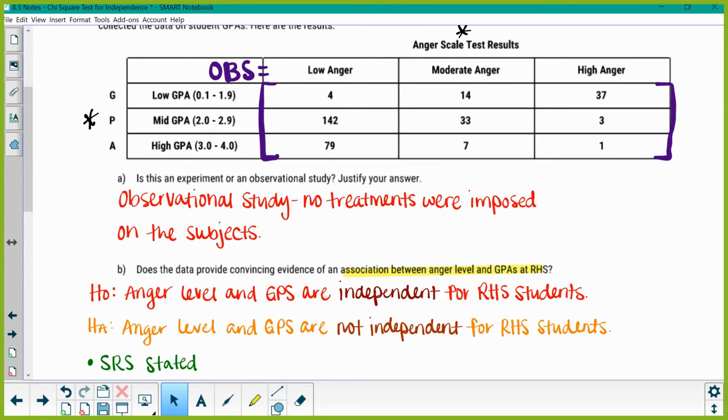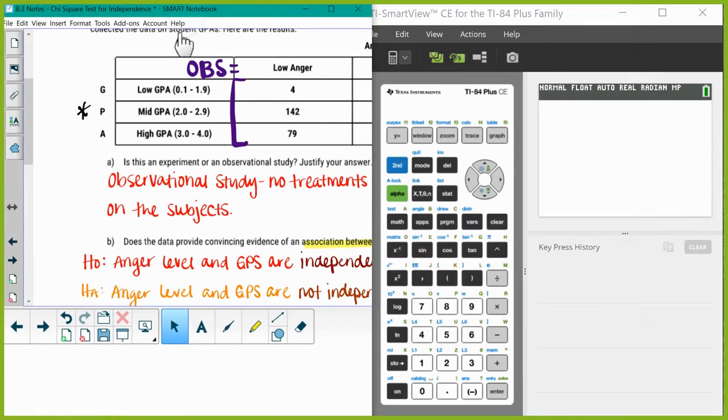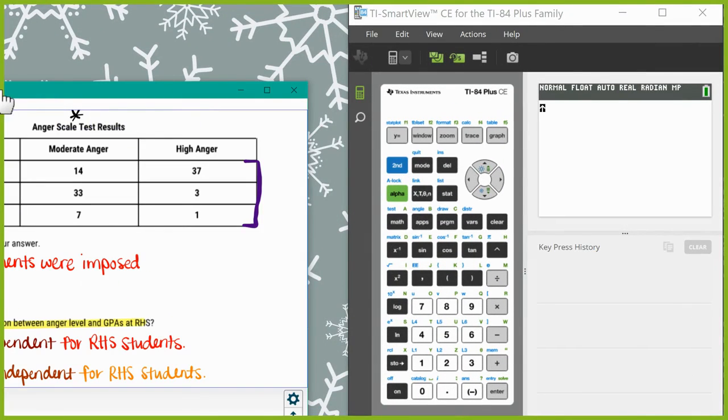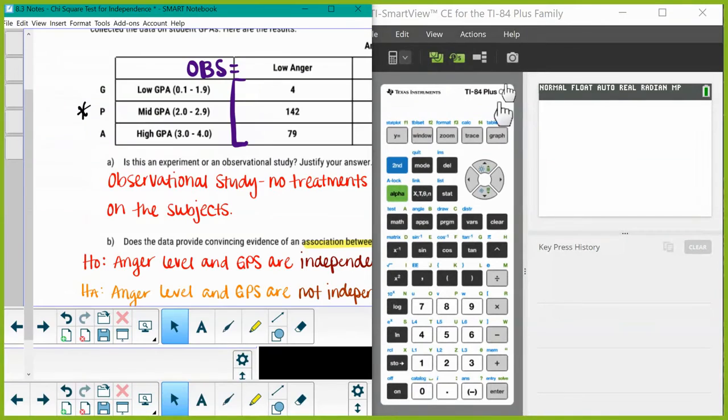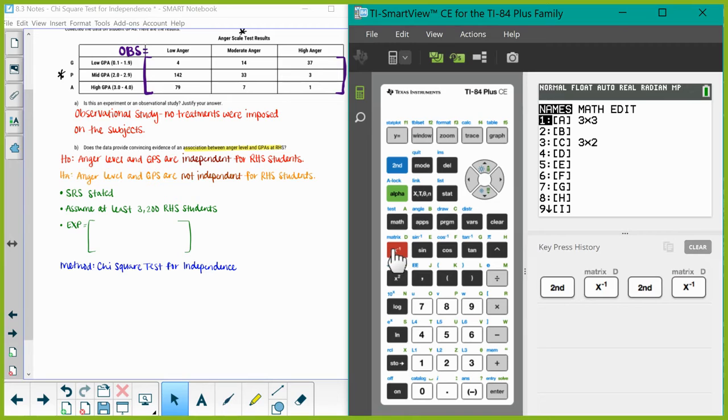So I'm going to open my calculator and I'm going to try to pull my data so I can see it side by side. There we go. Somewhat. Okay, so I have my data, I have my calculator. So when you're entering in your data, you're going to go to second, and then this little X inverse button. It says matrix right above it. There we go.